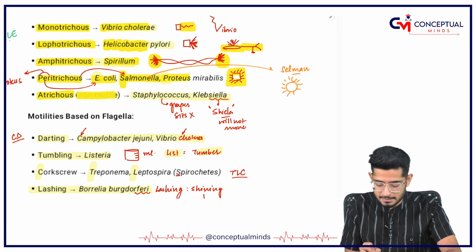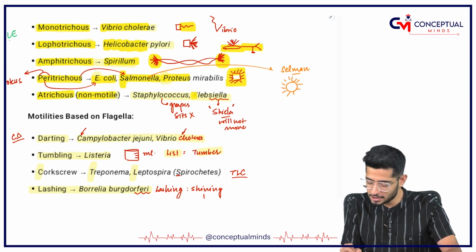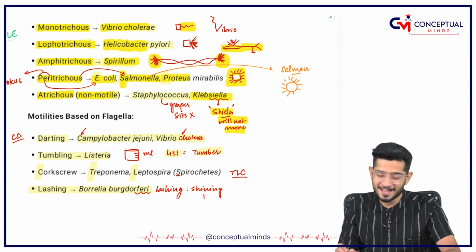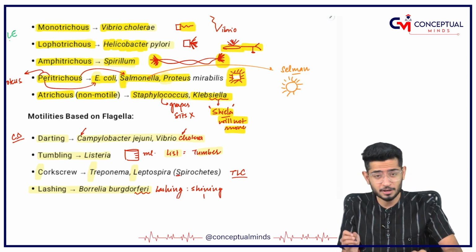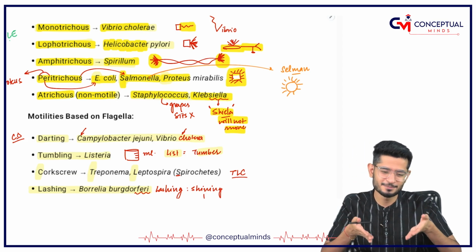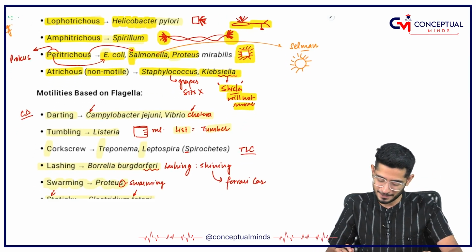Coming on to atrichous, that is non-motile. So who is the one who never dances? So it will not move. And Staphylococcus, only eating grapes, love for grapes, not dancing. If you don't know what I mean by eating grapes, somebody in the comment section please comment and let other people know what the story of Staphylococcus and grapes is.